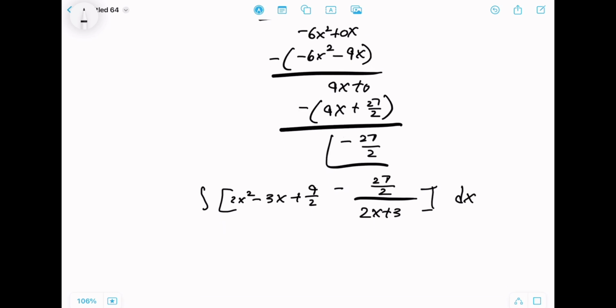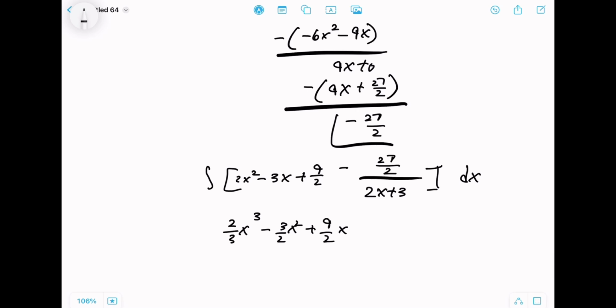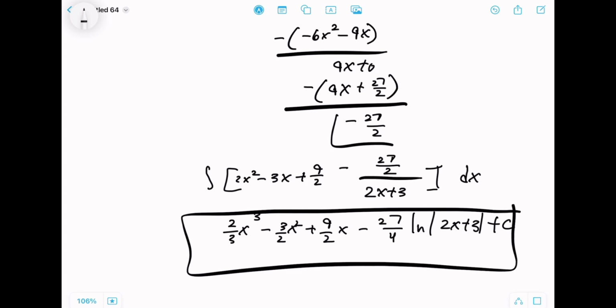And this is going to equal, use the power rule for this, 2/3 x cubed minus 3/2 x squared plus 9/2 x. And then 27 over 2 over 2x plus 3, well, that's just going to be minus 27/4 ln of the absolute value of 2x plus 3, plus c. And that's my final answer for problem 6.